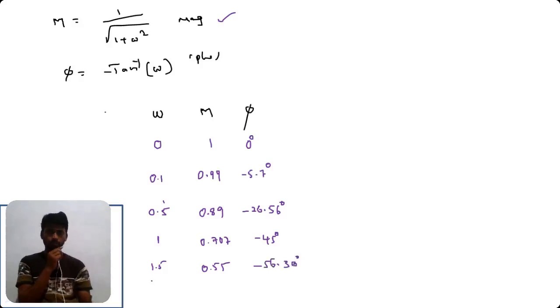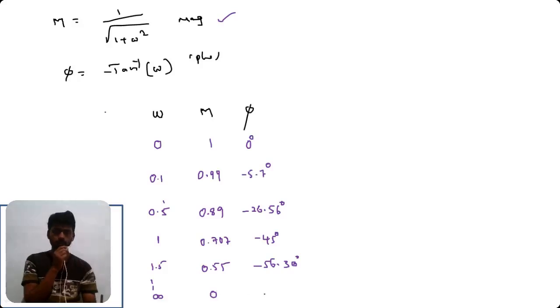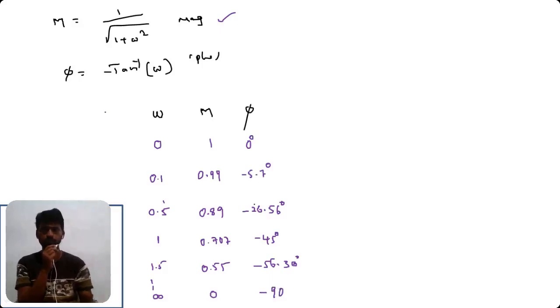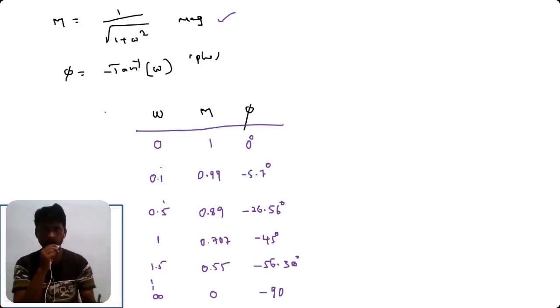So on, up to changing the frequency to infinity. If omega equals infinity, the magnitude value will be 0, and the phase angle will be minus 90 degrees. Just observe this tabular form. Here I am changing the frequency from 0 to infinity.